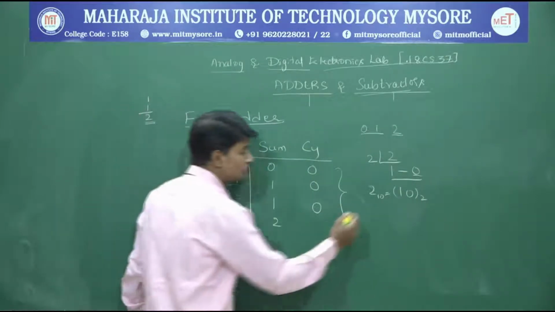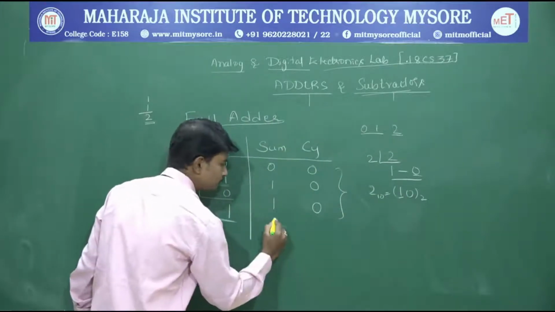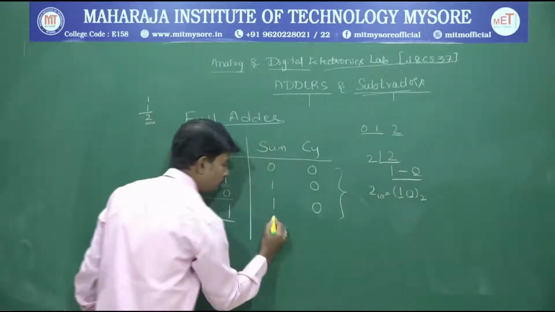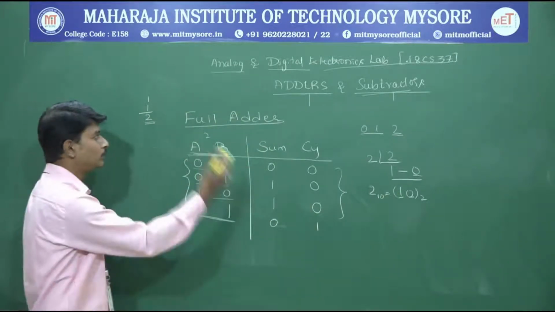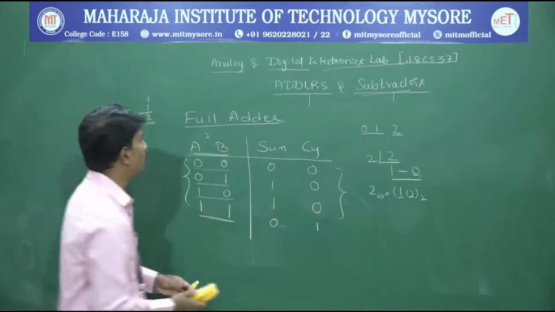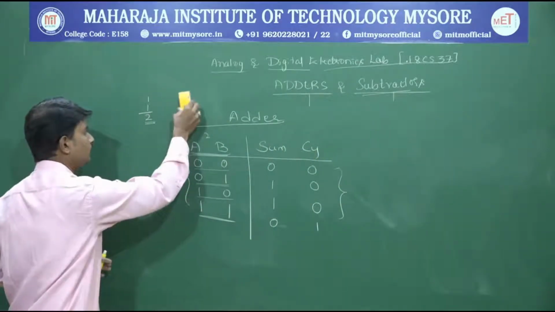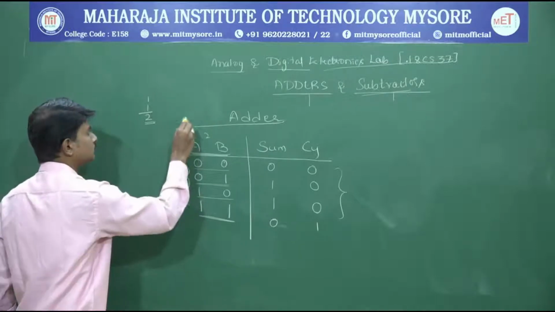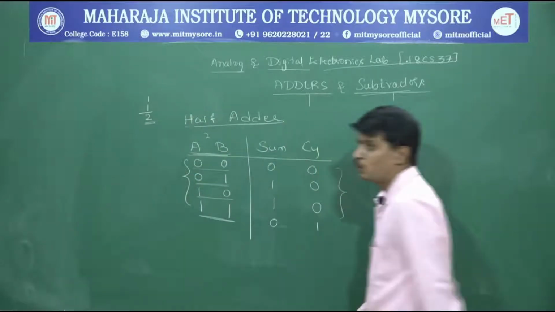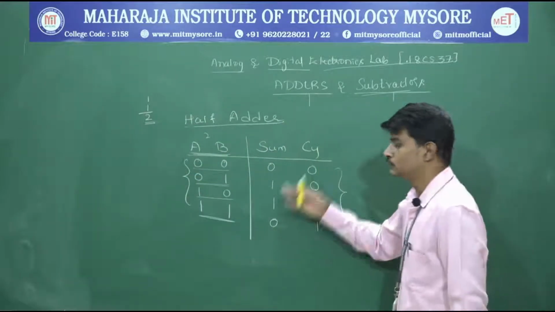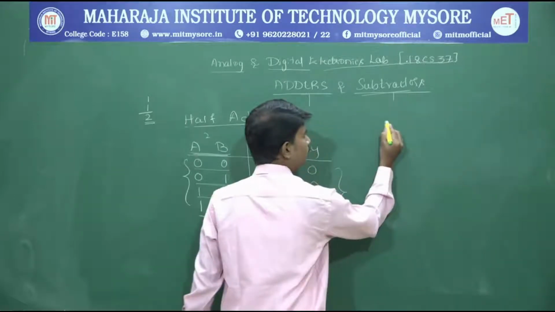So now in this 1 0, I'll take this 1 as a sum, 0 as a sum, and I'll put carry as 1. So this is the truth table for a half adder. I'm sorry, I have written here as a full adder. This is half adder.